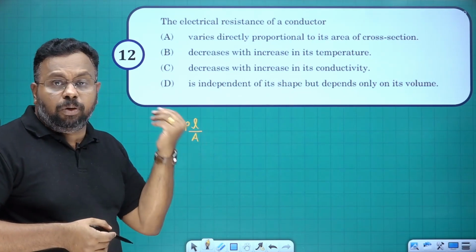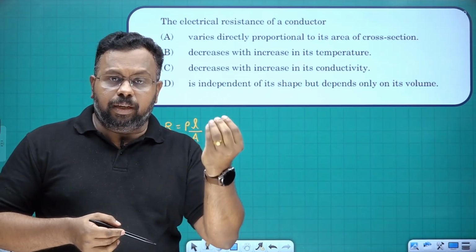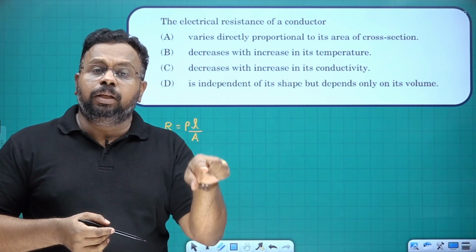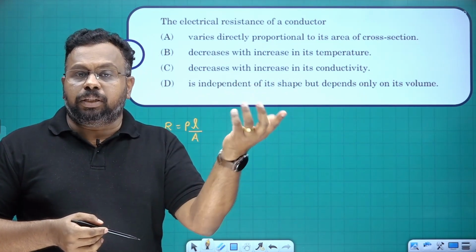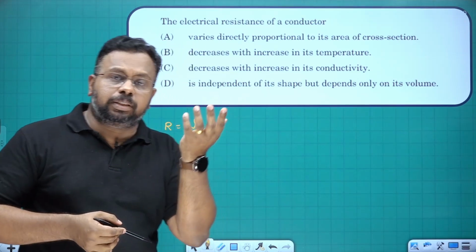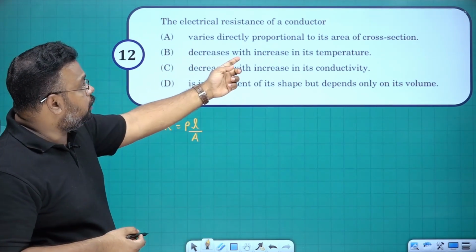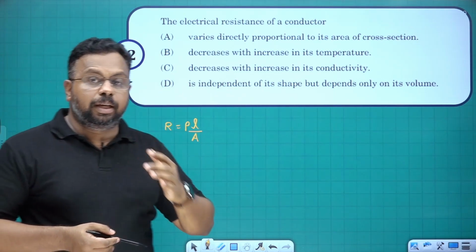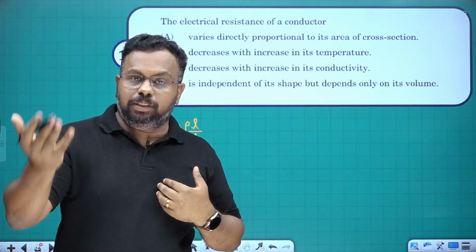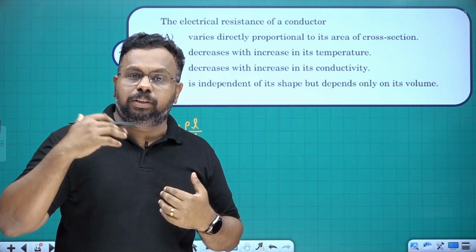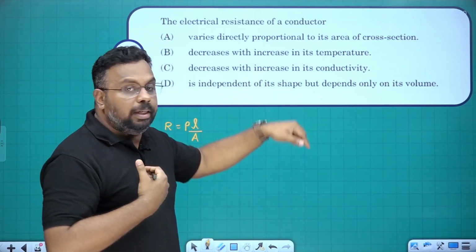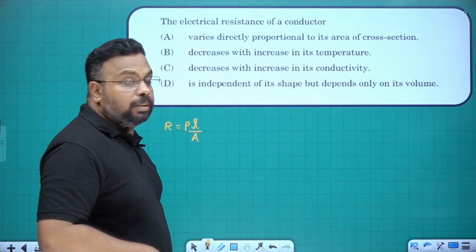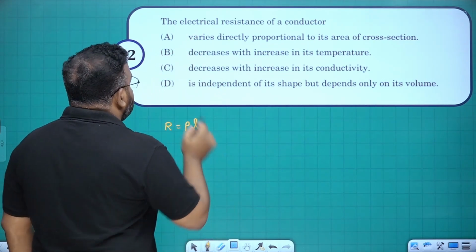Decreases with increase in temperature. We already derived a very important expression for the resistivity, so it is inversely proportional to relaxation time. That means it is directly proportional to temperature. So when temperature increases, resistivity increases. That means resistance increases. It is given that it decreases, so that is also wrong. Decreases with increase in conductivity. Conductivity is reciprocal of what? Resistivity. So when conductivity increases, surely resistivity decreases. When resistivity decreases, resistance also decreases.